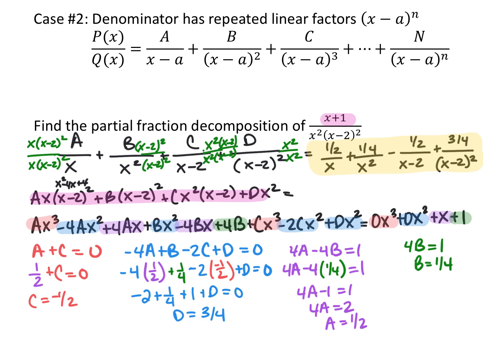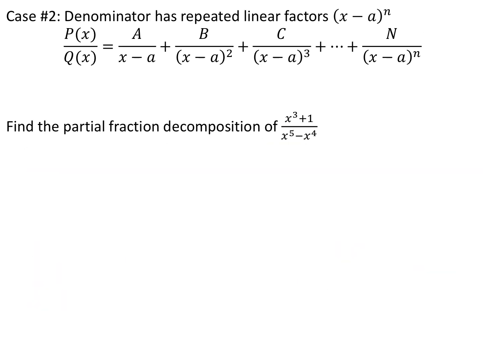So whenever you have repeated linear factors, you have to have every power from 1 up to whatever one is shown. Sometimes one of the lower powers will cancel out, but you always have to assume that they're all there. Here we have another one, x cubed plus 1 over x to the 5th minus x to the 4th. So again, same thing, start with factoring the denominators completely, and then solve this partial fraction decomposition.